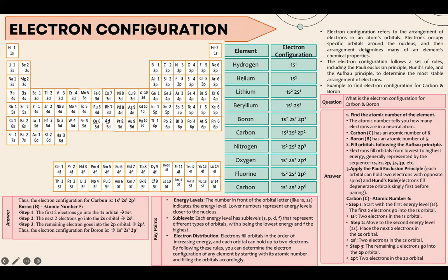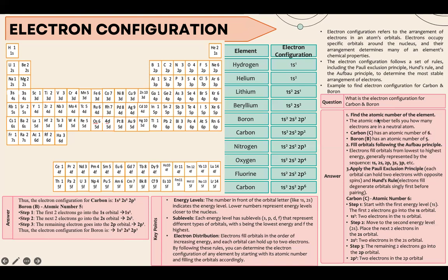Electrons occupy specific orbitals around the nucleus, and their arrangement determines many of an element's chemical properties. The electron configuration follows a set of rules, including the Pauli exclusion principle, Hund's rule, and the Aufbau principle, to determine the most stable arrangement of electrons. Example: find the electron configuration for carbon and boron. What is the electron configuration for carbon and boron?